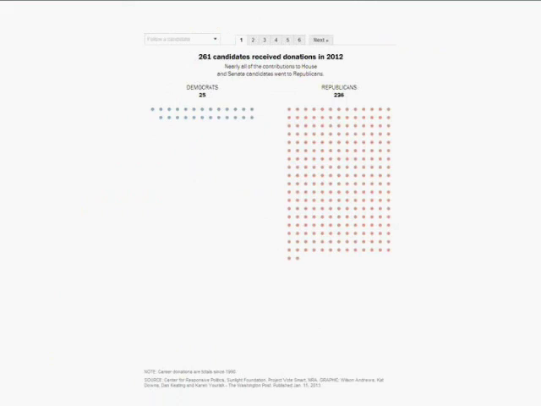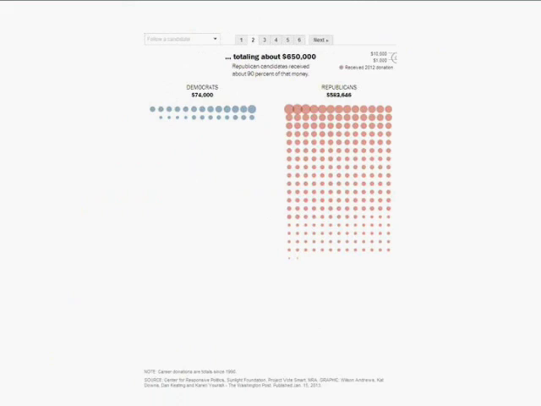You can be looking at Democrats versus Republicans using the obvious colors, and then they broke it down further. Then they added the amounts. You can see who got more and who got less by looking at the size of the bubbles. This is only showing you those senators and members of Congress who received any money at all from the NRA.